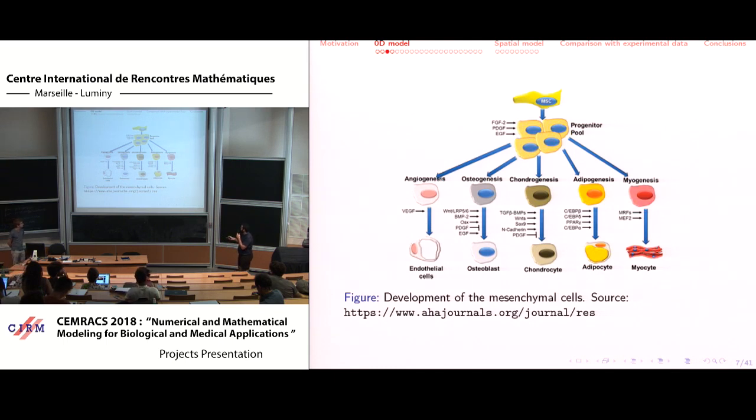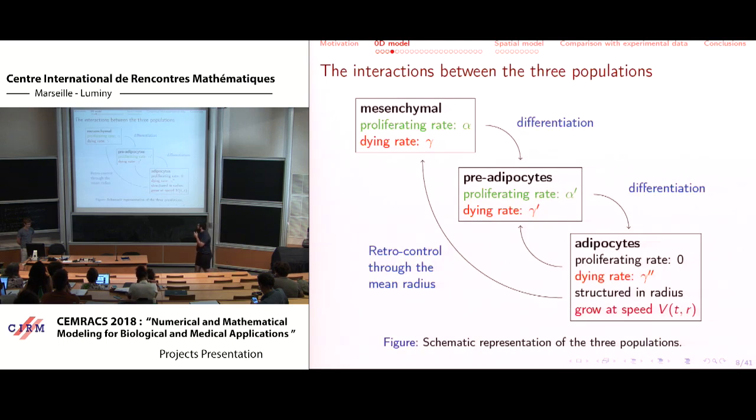Here are the mesenchymal cells, which are cells that can differentiate into different kinds of cells. This branch is the one that interests us, with the mesenchymal cells differentiating into pre-adipocytes through adipogenesis, and then differentiation into adipocyte. So we will have a three compartment model. Here are the mesenchymal cells, which can proliferate and die, and differentiate into pre-adipocytes, which can also proliferate and die at different rates.